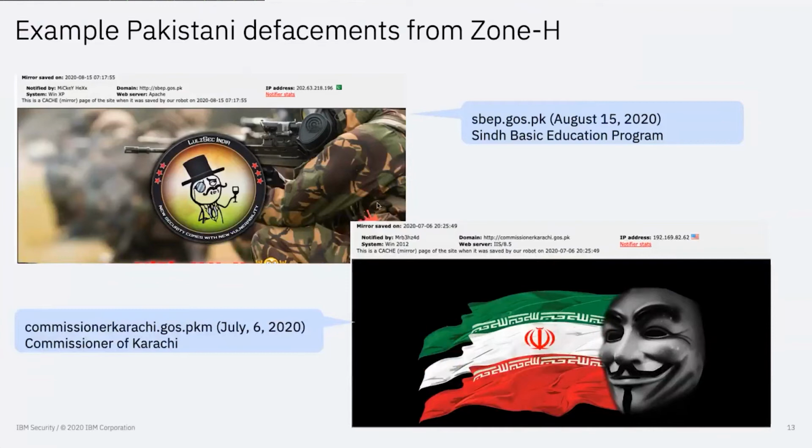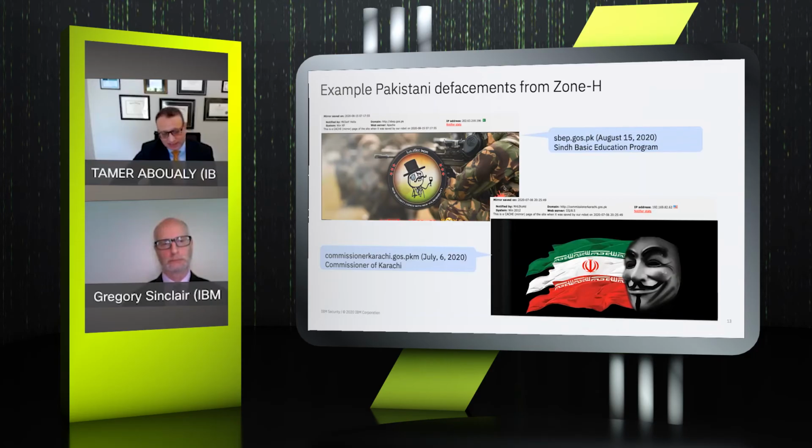The first one was from supposedly the LUSEC India organization, and they defaced the Sindh Basic Education Program, which is a charitable organization, and they left this defacement. Another example of a defacement occurred in the Commissioner Karachi website, and that occurred on July the 6th, 2020, at least when it was recorded.